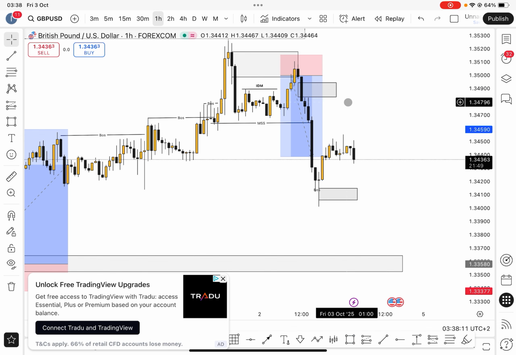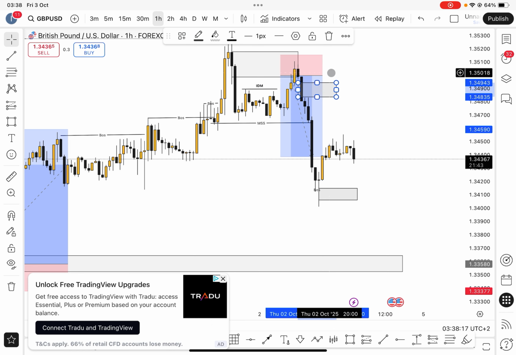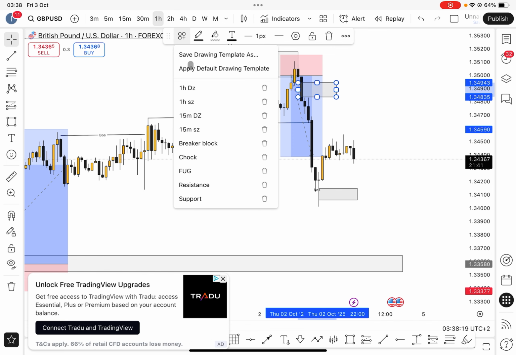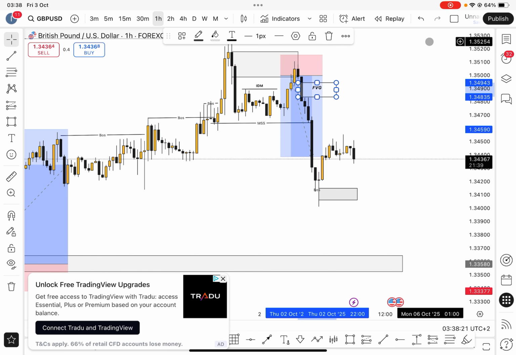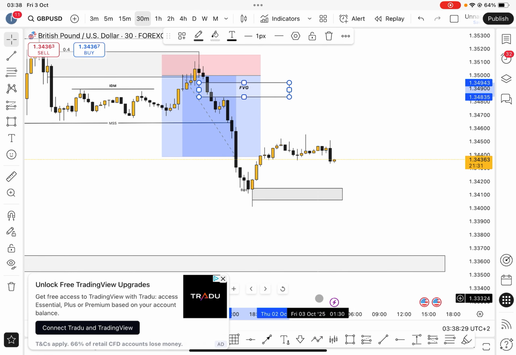Sometimes it can use the breaker block. Sometimes it can use imbalance. Sometimes it can use order block. But in this scenario, I'll be waiting for it to get to its imbalance. I'm not using the breaker block. I'm going to use the imbalance for my entry. So if I should get to this zone, I'll be using here as my IDM.